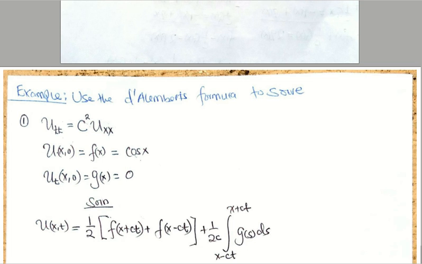Okay, right. Now we have been able so far to derive the general solution to the wave equation, and also we've been able to derive the D'Alembert's formula for solving the wave equation. Now let's look at some example to solve a wave equation using the D'Alembert's formula.